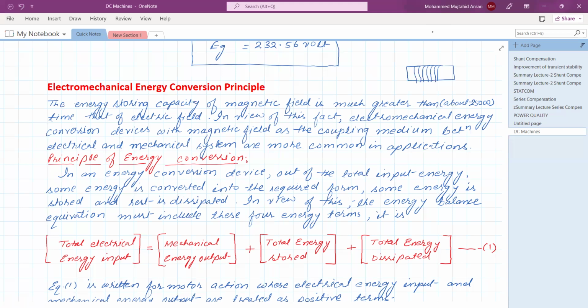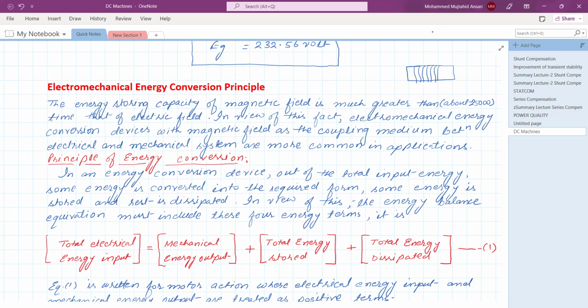In view of this, electromechanical energy conversion devices, it may be a motor or a generator, with magnetic field as a coupling media between electrical and mechanical systems, are more common in electrical applications. So what is that? In an energy conversion device, the total energy input is equal to the sum of the energy converted into the required form, some energy stored, and the rest of the energy dissipated. What does it mean?